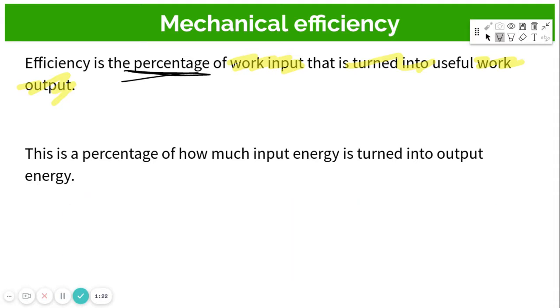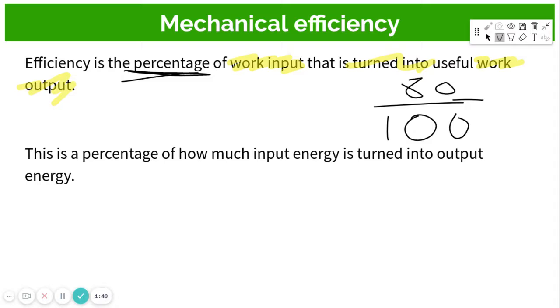Before I put the formula up, let me explain what I mean by percentage. It's a percentage of how much input energy is turned into output energy. So first off, you need to understand that a percentage is a fraction over 100. So it's something less than 100. Let's say 80 over 100 is 80%. So what I want you to understand is we're actually just working with fractions again. Don't get scared. It's going to be simple.